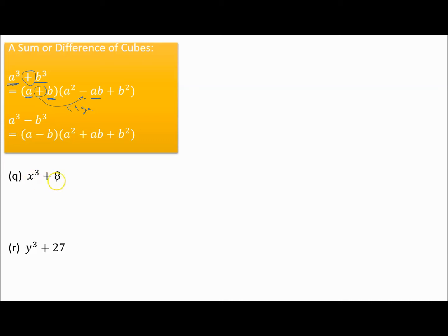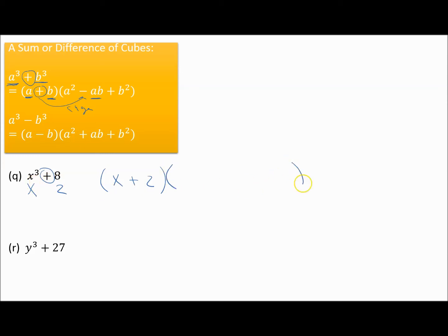So first of all, when we look at this first problem, is it a sum of cubes? In other words, the cube root of x to the third is x, so that's a perfect cube. What about the cube root of 8? The cube root of 8 is 2. Yep, so that's a perfect cube. So if I use this formula, then what I do first is I say x plus 2. The reason I put a plus is because it was a plus to start with, and I took the cube root of each of them.